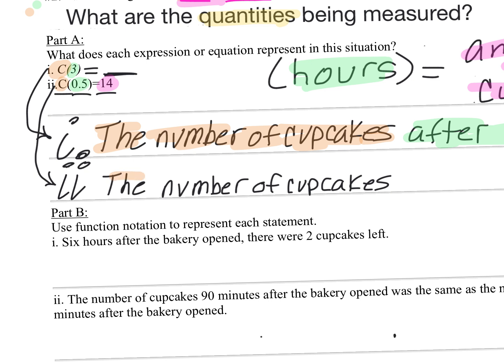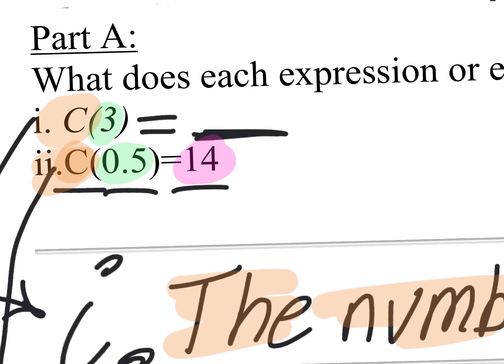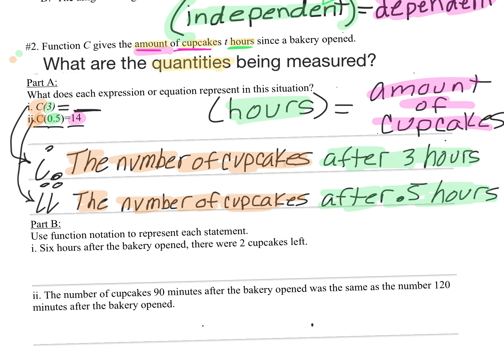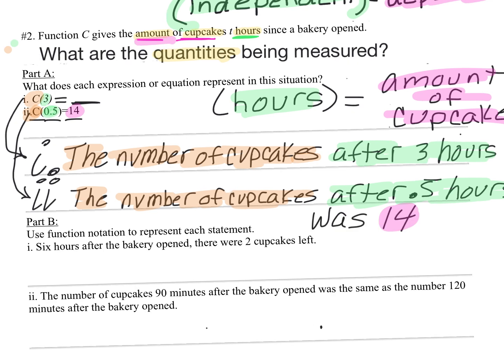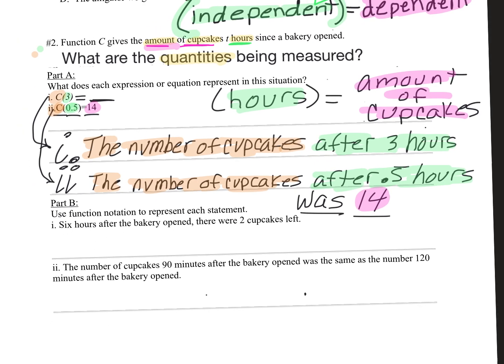The first part will be the number of cupcakes, and that's because of the C in the front of the function. The next part, after 0.5 hours, because of the 0.5 inside of the parentheses. And then the rest of our sentence will be, was 14, and I got that from the 14 out here on the outside of my function notation.